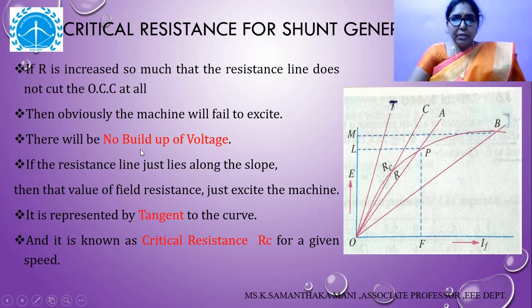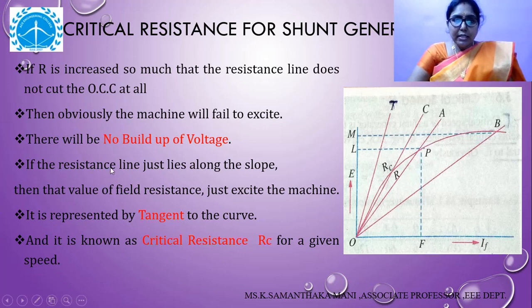If R is increased so much that the resistance line does not cut the OCC at all, then obviously the machine will fail to excite. So what happens if I go on increasing this line from here to here? This line is not at all intersecting with the OCC, and so in this condition, it does not build up the voltage. This is called the resistance line.